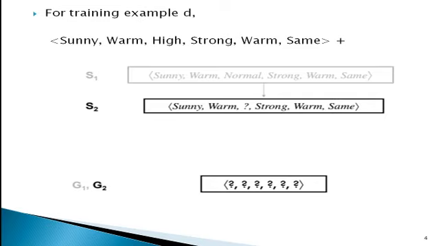Here you can notice that the processing of these first two positive examples is very similar to the processing performed by the Find-S algorithm, right? I think this part is clear. That is, the processing of the first two training examples, the first two positive examples, is very much similar to the processing performed by the Find-S algorithm.